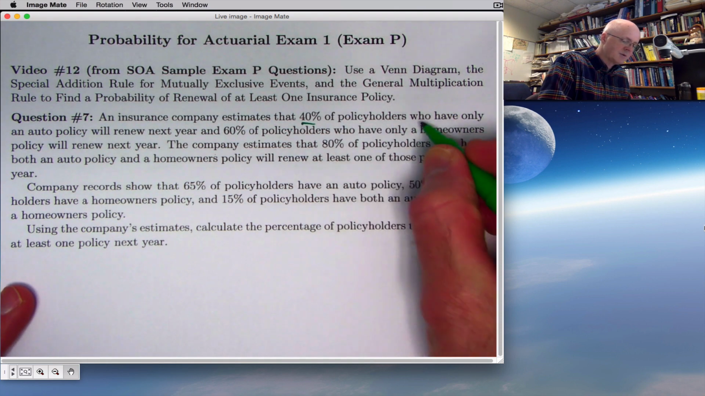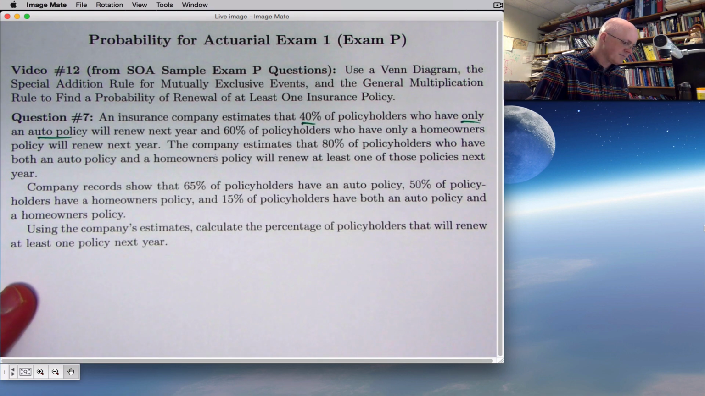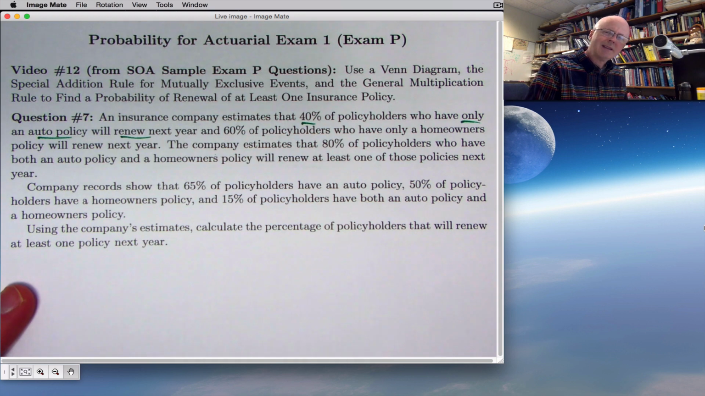40% of the policyholders have only an auto policy covering their car or cars. 40% of them are going to renew next year. That's really, if you think about it, a conditional probability. If I know this person has only an auto policy, there's a 40% chance that they will renew.